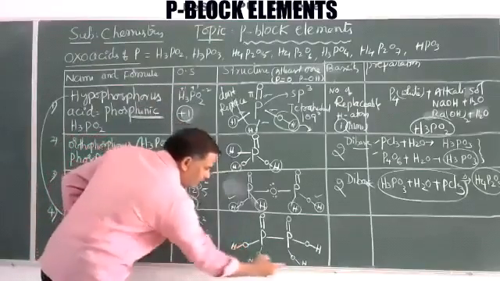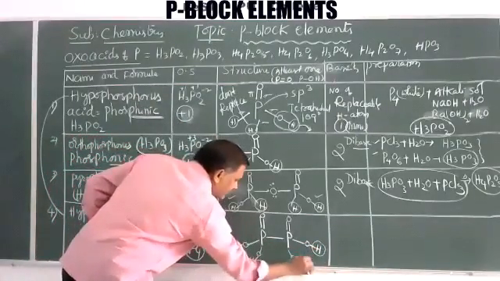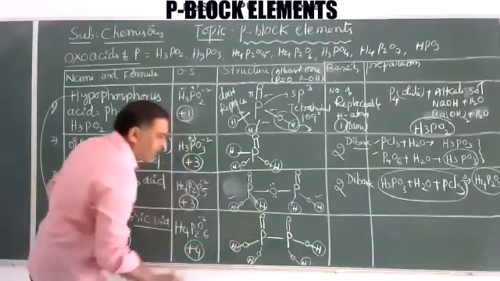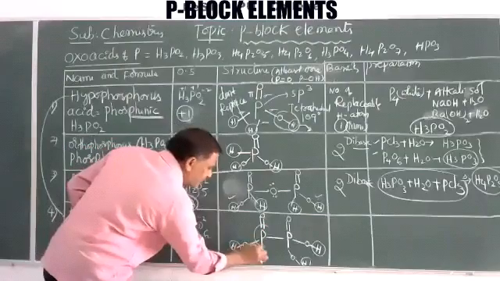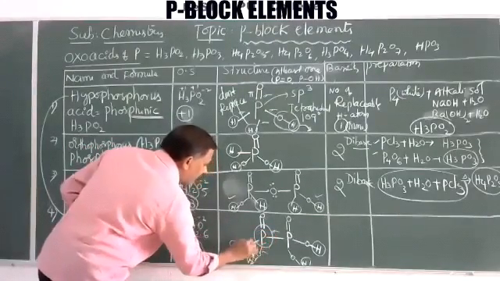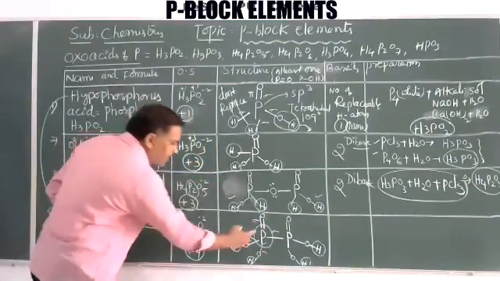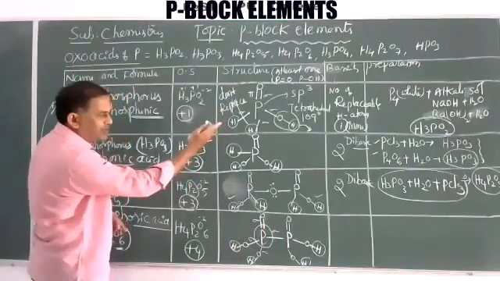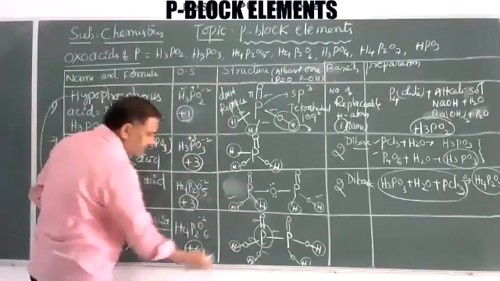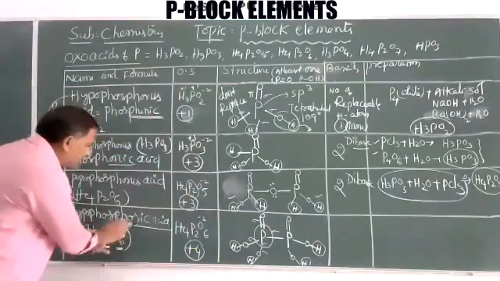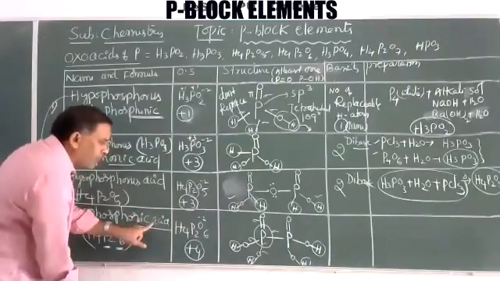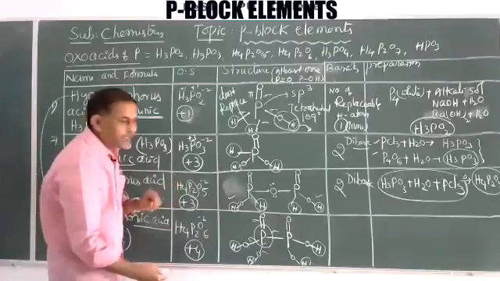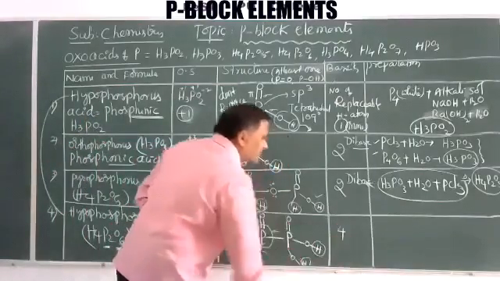Here 1, 2, 3, 4 hydrogen atoms are replaced easily. Now oxygen atoms 1, 2, 3, 4, 5, 6, everything is balanced, and around each phosphorus there are 4 sigma bonds, tetrahedrally arranged. Both are tetrahedral in nature, with the same geometry, hybridization and bonding. In hypophosphoric acid, the number of replaceable hydrogen atoms is 4, so the basicity is 4.